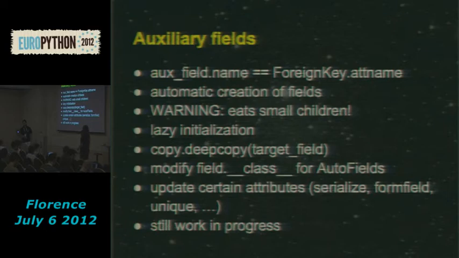Then, to hide the helper field, I set certain attributes to false, like serialize and unique. All this stuff is handled by the foreign key already. And also the form field is replaced by None, so that an additional field doesn't show up in all your forms.